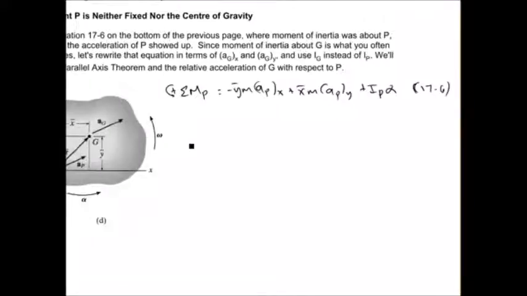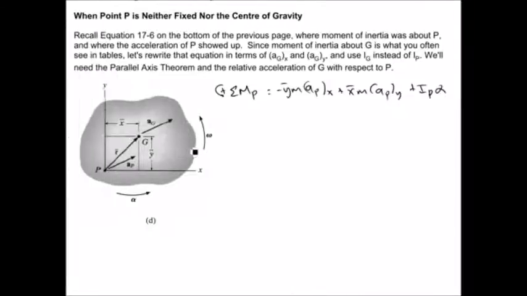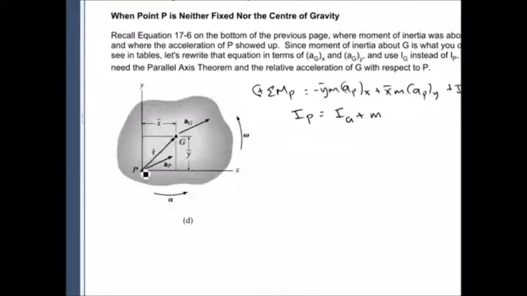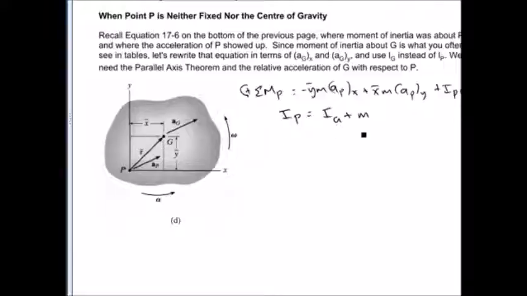Okay, suppose we wanted to rewrite this in terms of IG, the moment of inertia about the center of gravity, which is the one that you normally see tabulated in the back of your book. Well, we could use the parallel axis theorem, which says IP is IG plus m d squared. What is d? Well, the distance from a z-axis through P to a z-axis through G. That distance is the magnitude of this r bar position vector. That distance is also, using Pythagoras, the root of x bar squared plus y bar squared.